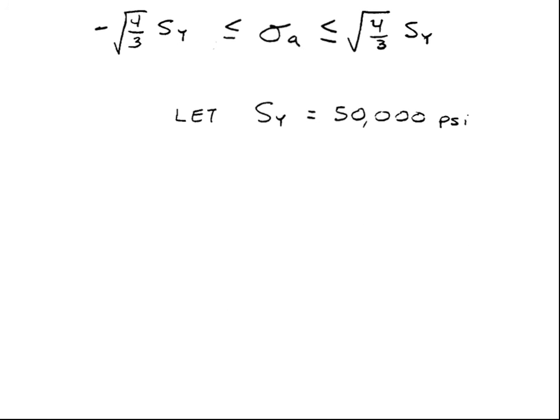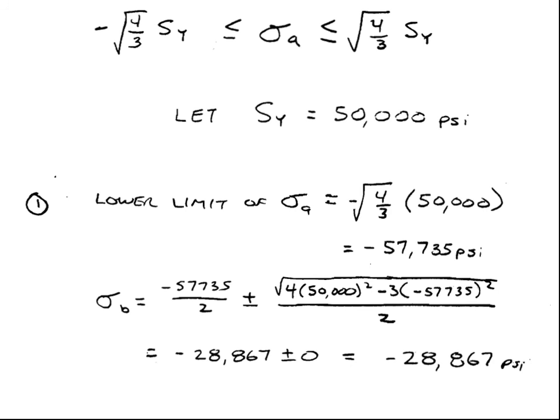And we'll work this with a numerical example here. We'll just arbitrarily make the yield strength 50,000 psi. And we're going to plot some points. The first one, let's find the absolute lower limit of sigma a. And we see that it's minus 57,000 psi. Kind of a surprise in that we're showing that one of the principal stresses can actually have a magnitude that's greater than the yield strength. But we'll show that on the chart in just a moment.